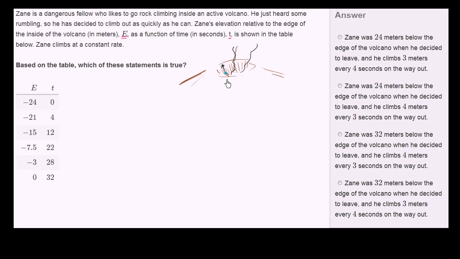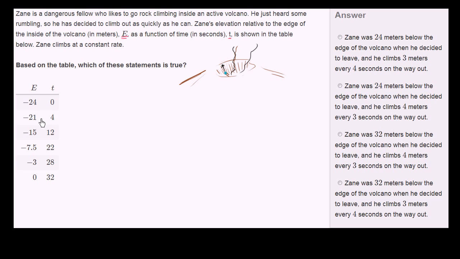So let's think about what they're telling us. Based on the table, which of these statements is true? I'm not going to even look at these statements here. I'm just going to try to interpret this. His elevation as a function of time in seconds is shown in the table below. So his elevation is negative 24 when time is equal to 0.